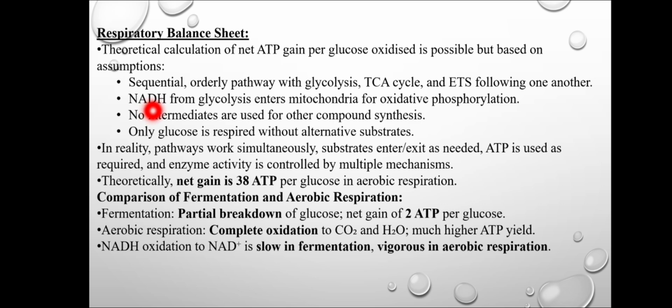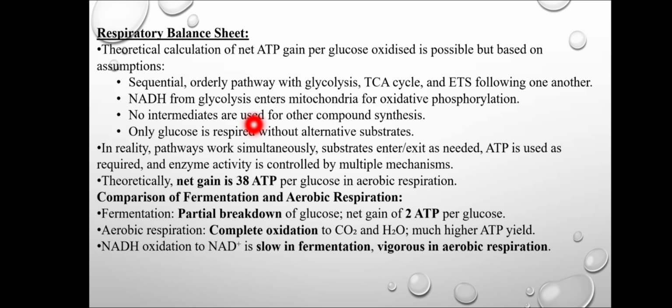Then we also assume that NADH from glycolysis enters into the mitochondria. Then we also presume that no intermediate is used in some other compound synthesis, and only glucose is respired without any alternative substrate. So these are some of the basic assumptions on which we have calculated the 38 ATP.